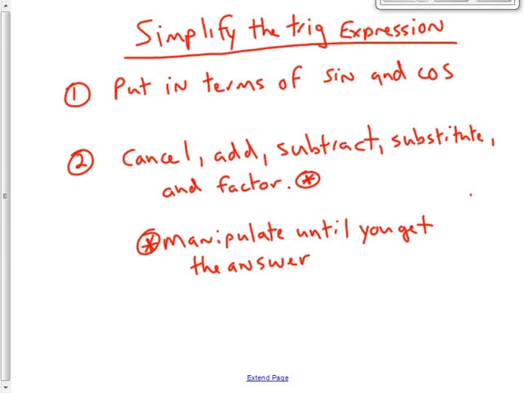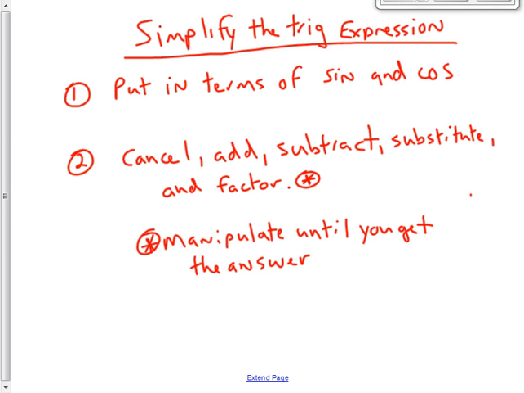There's a couple steps that you want to do in that. The first one is that you're going to put whatever the problem is in terms of sines and cosines. Now you don't have to do that. That's not a required thing. But you're trying to simplify it, and simplifying a tangent is done by putting it into sines and cosines. Okay, and that's going to be the first step.